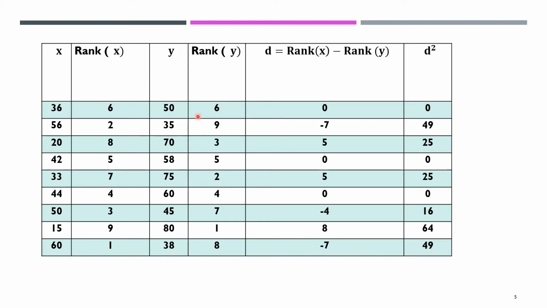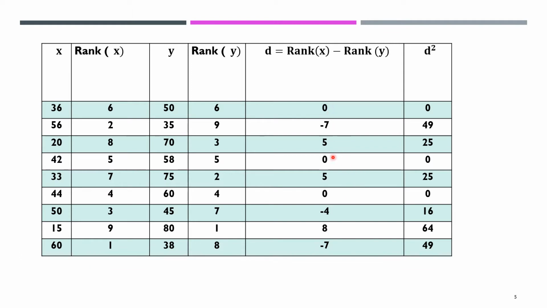After calculating the ranks, we have to form the D column. Now D is defined as rank of X minus rank of Y. So whatever ranks we have got for X and Y, subtract those ranks. The first row will be 6 minus 6, that is 0. 2 minus 9, that is minus 7. 8 minus 3, 5. 5 minus 5, 0. 7 minus 2, 5. 4 minus 4, 0. 3 minus 7, minus 4. 9 minus 1, 8. 1 minus 8 is minus 7. So we have got the D column.